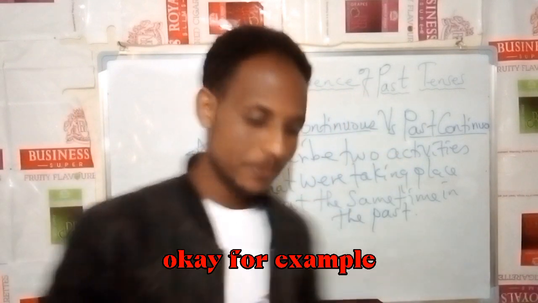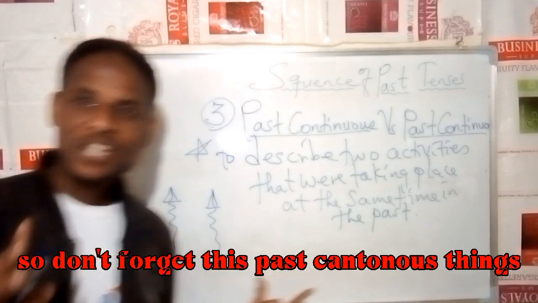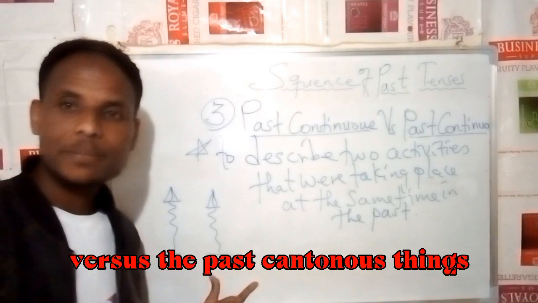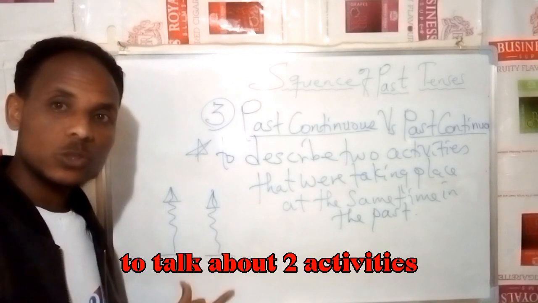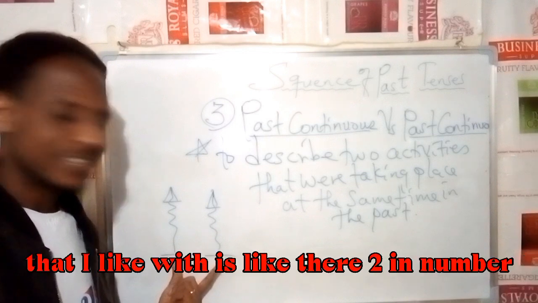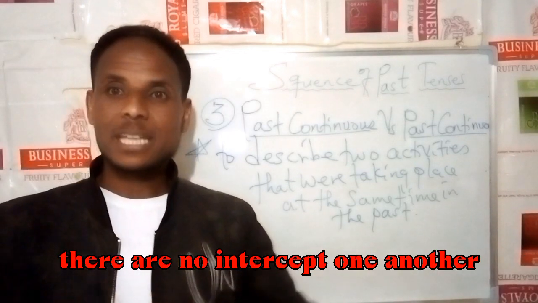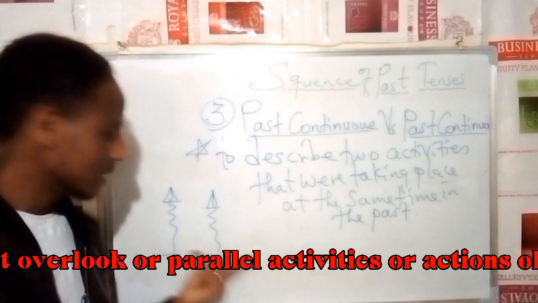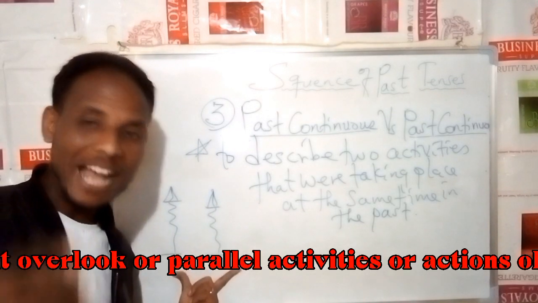Okay, for example, like these activities. So don't forget, use the past continuous tense versus the past continuous tense to talk about two activities that were taking place at the same time in the past. With this structure, they are two in number, they do not interrupt one another. They are overlapping or parallel activities or actions.